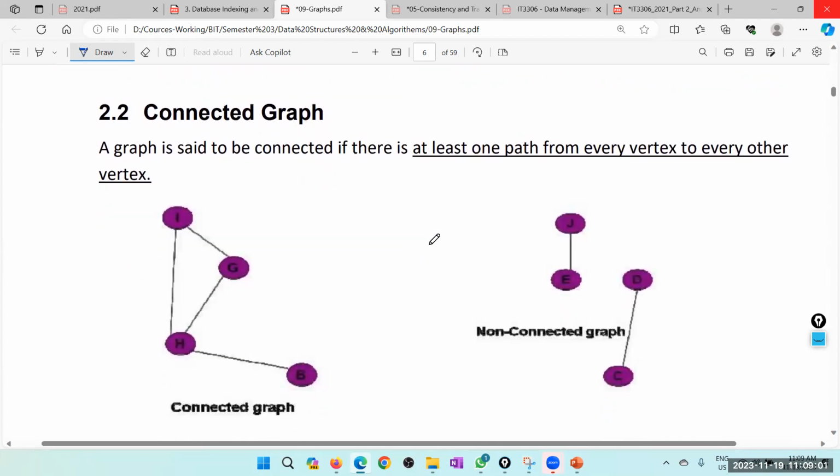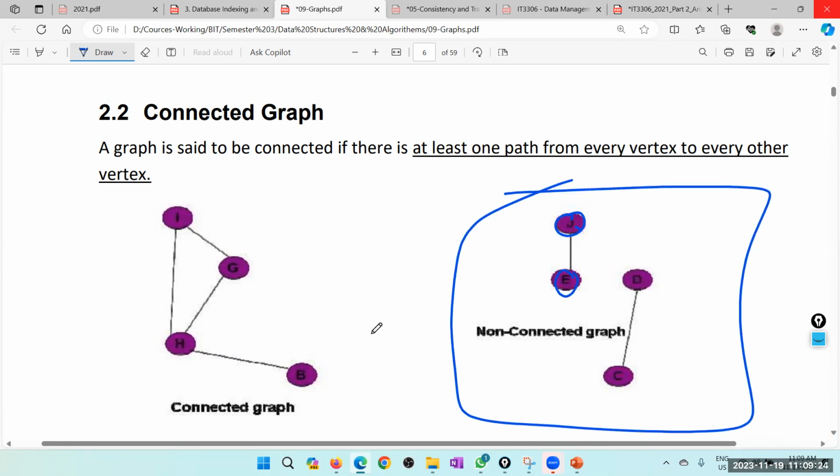Right. So then we have connected graph versus non-connected graph. Again, you can just look at it and see. So connected graph means from one node there's a path to every other node. But here you can see from here you can go there, but from here you can't go there. But overall, it's a graph. Okay. So that means it is a non-connected graph.